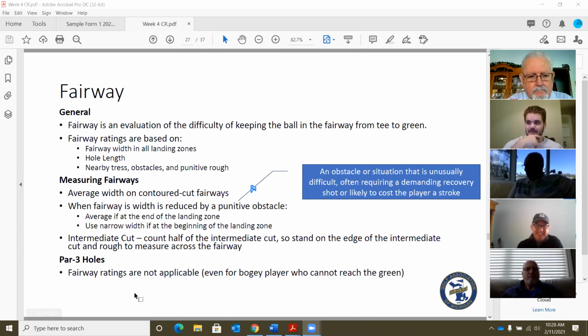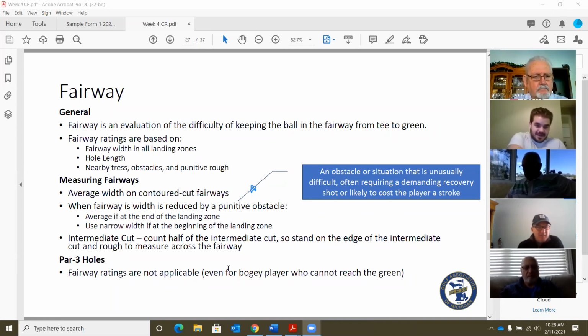All right, and then we talked about this, I think, last week. Fairway ratings are not applicable on par 3 holes, even for a bogey player who cannot reach the green.